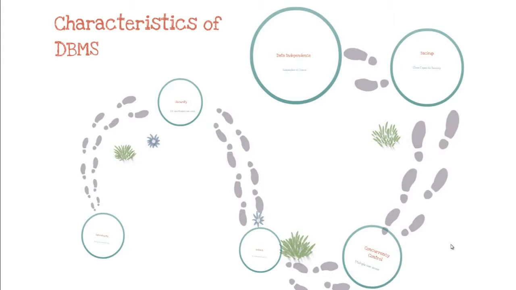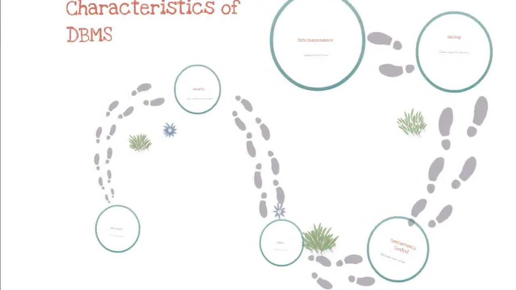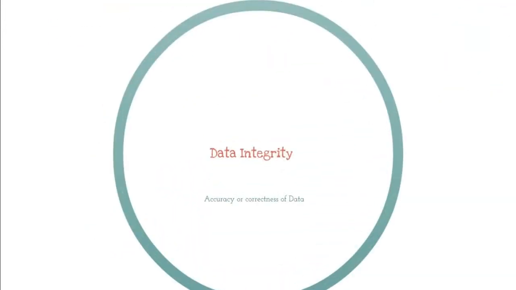Today we're going to learn the characteristics of database management system. Now I've divided this into 6 different characteristics. This would be really simple to understand and would really clear your concepts on the characteristics of database. So let's get started, starting with data integrity.